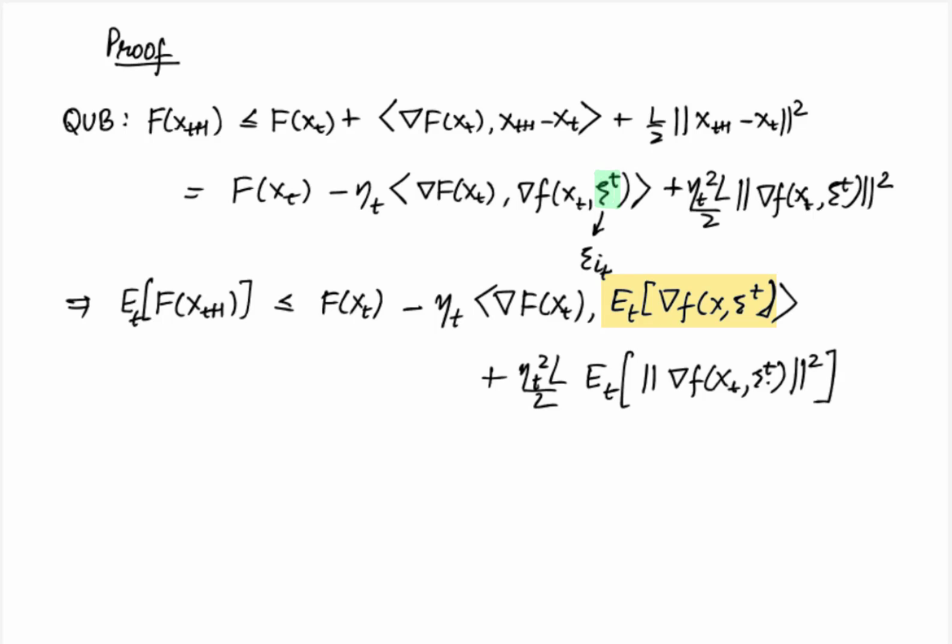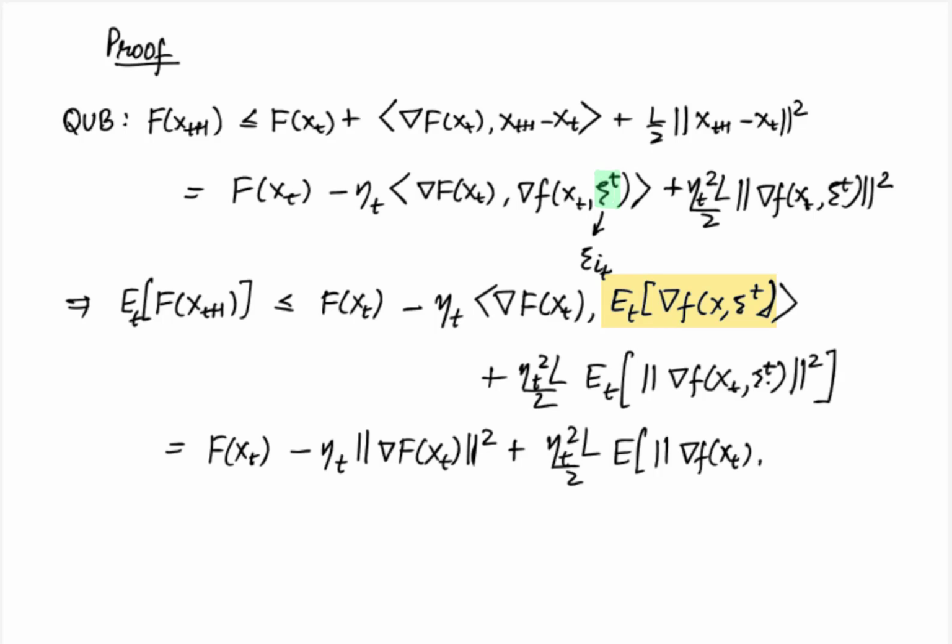Now we had assumed that the stochastic gradient is unbiased, implying that the expectation with respect to xi t of gradient f of xt, xi t is equal to gradient capital F of xt, which means that the last term is equal to F of xt minus eta t times norm square of gradient F of xt plus eta t square L by 2 into expectation with respect to xi t of norm square of gradient f of xt, xi t.